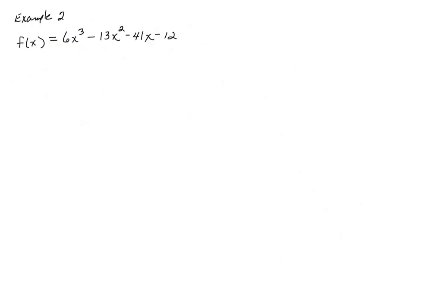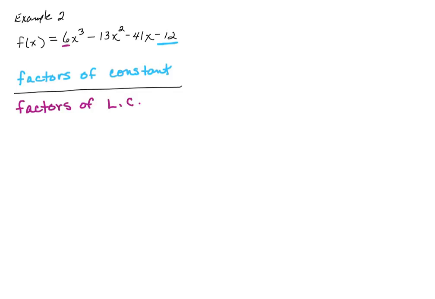Okay, with this problem, I want to find my possible rational zeros. What I want to do is find the factors of the constant, which I have written out in blue, and factors of the leading coefficient, which is in pink. So the factors of the constant are 1, 2, 3, 4, 6, and 12. The factors of the leading coefficient are 1, 2, 3, and 6. And I have positive and negative for both of those.